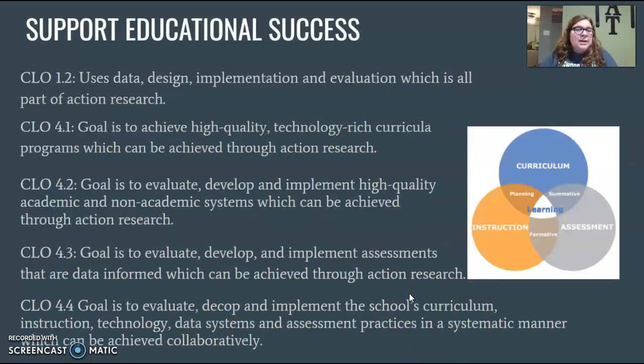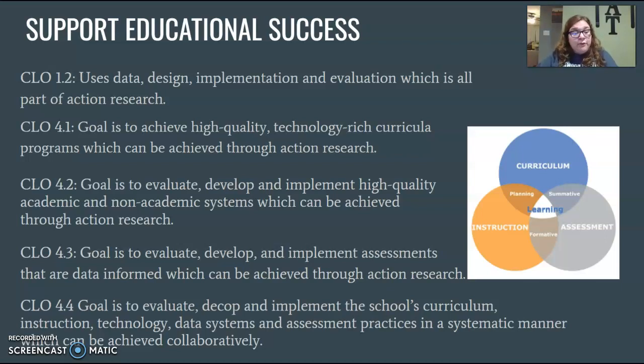Supporting educational success. These were the ones that we had to talk about. So the first one, it uses data and design and implementation and evaluation, which is all part of action research. The goal of 4.1 is to achieve high quality technology-rich curricula programs, which can be achieved through action research. 4.2, the goal is to evaluate, develop, and implement high quality academic and non-academic systems that can be achieved through action research. Goal 4.3 is to evaluate, develop, and implement assessments that are data informed and can be achieved through action research.